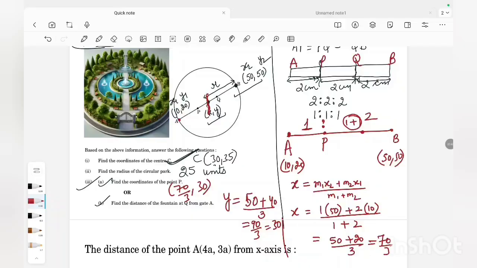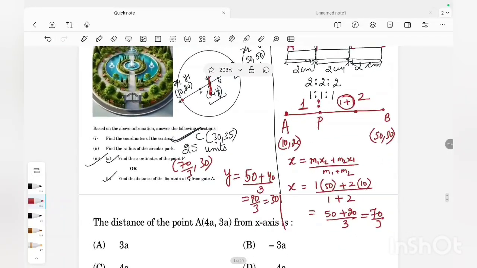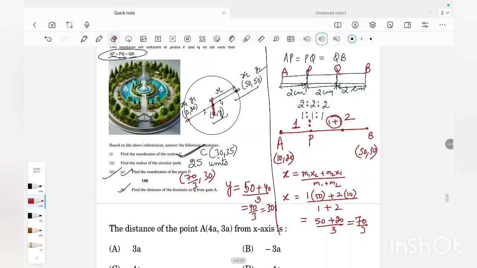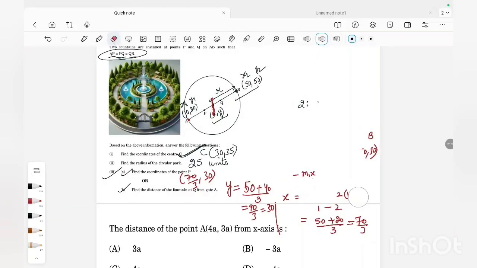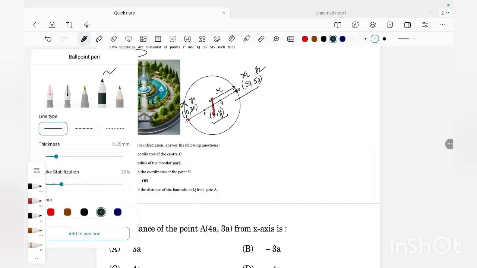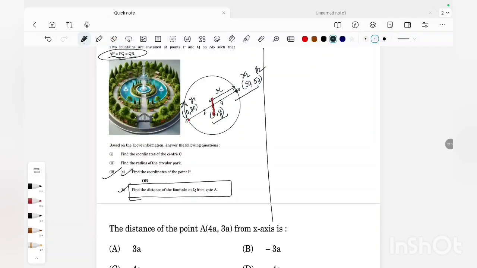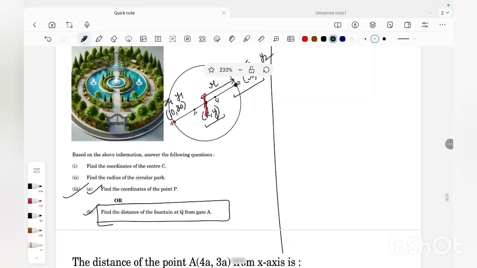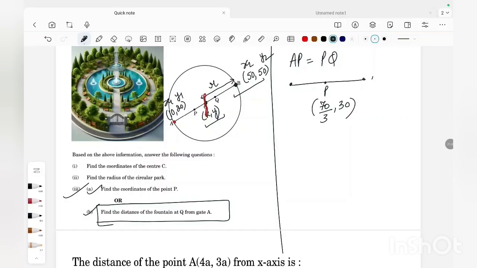Okay, let's move to the next question. Shall I rub this? Now the last part: find the distance of the fountain Q from gate A. You know AP equals PQ. You have just found the value of P, right? You can simply apply the formula. Coordinates you just found, (70/3, 30). This is Q, this is A. A coordinate is (10, 20), right? Simply apply the formula.